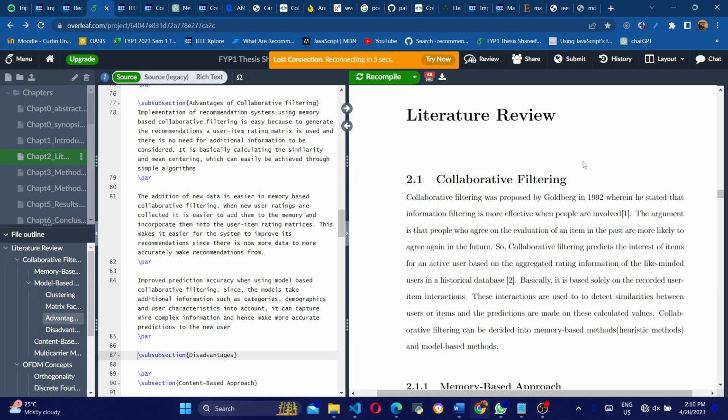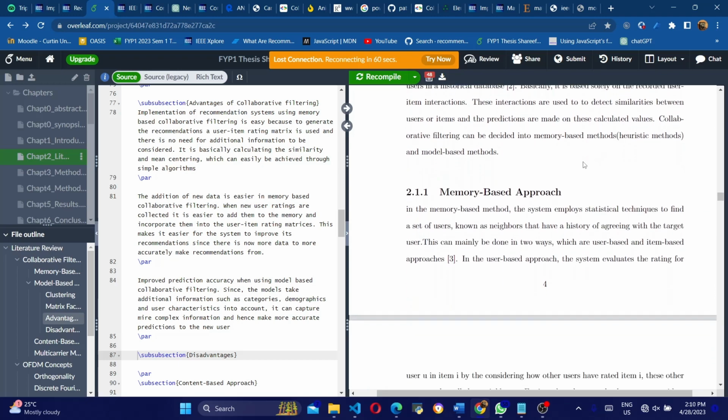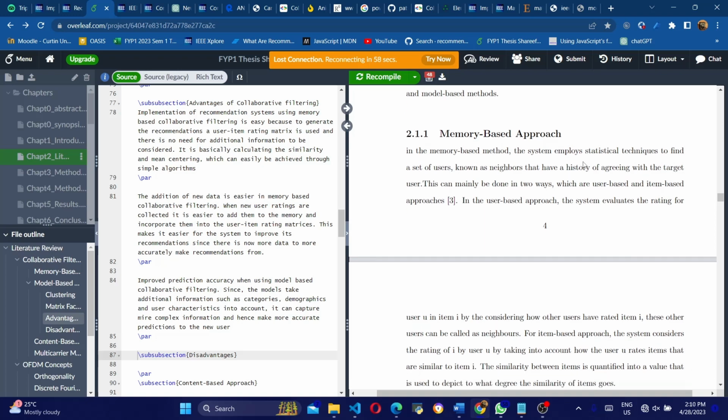Basically, it is based solely on the recorded user-item interactions. So all the interactions that happen between a user and an item, when he likes, when he reviews, or when he dislikes that item, is the information that is needed, that is pre-recorded for us to be able to implement this collaborative filtering. But there are two approaches to collaborative filtering, which are memory-based approach and model-based approach.